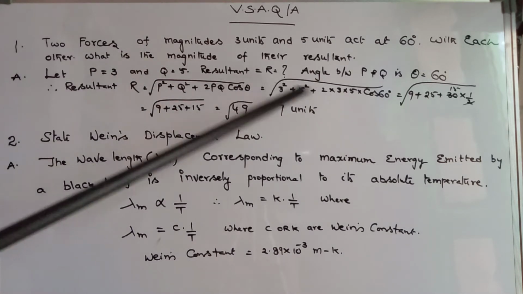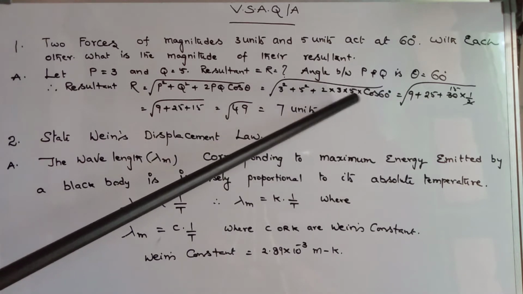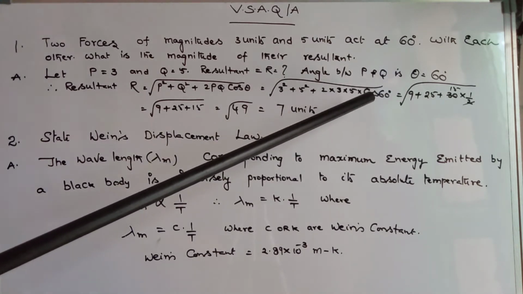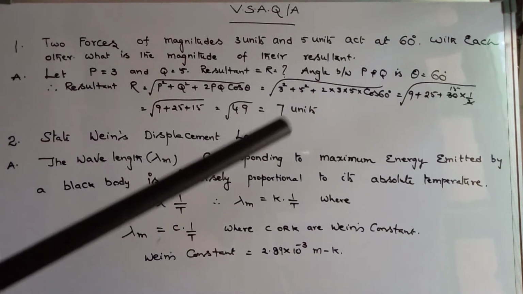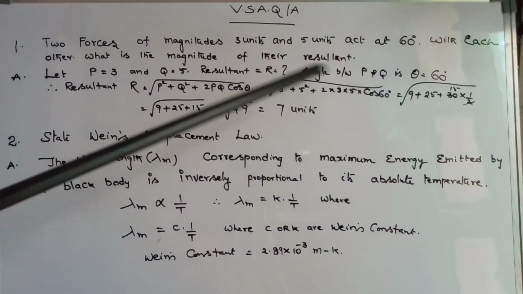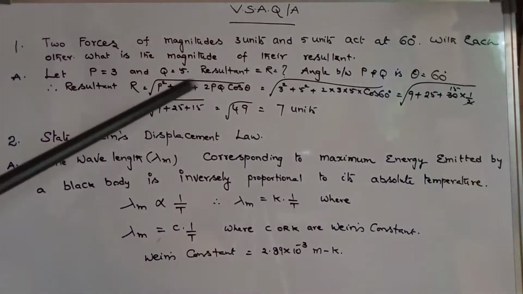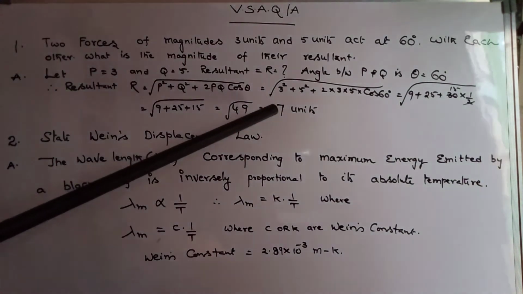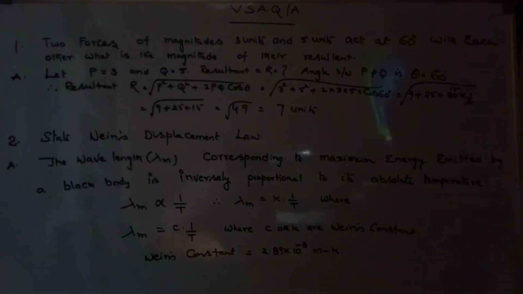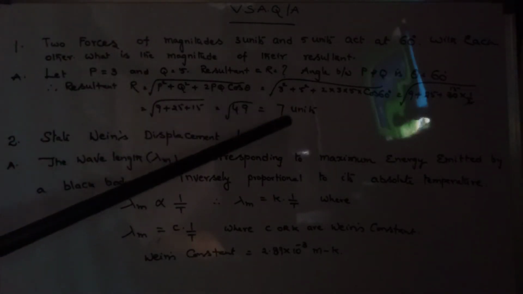3 square is 9 and 5 square is 25. 2 into 3 into 5 is 30, and cos 60 is equal to 1 by 2. So under the square root you get 9 plus 25 plus 15. On addition you get root 49, which is equal to 7 units. So the resultant is 7.